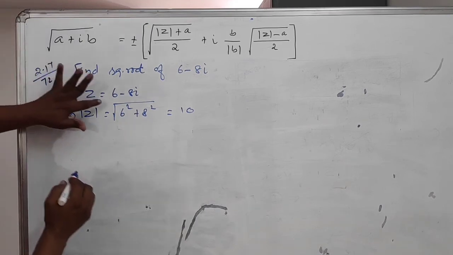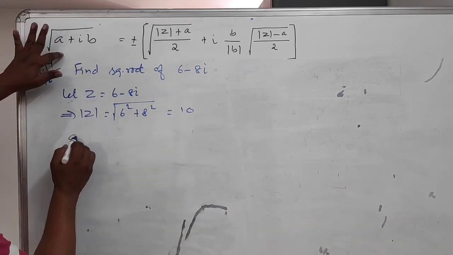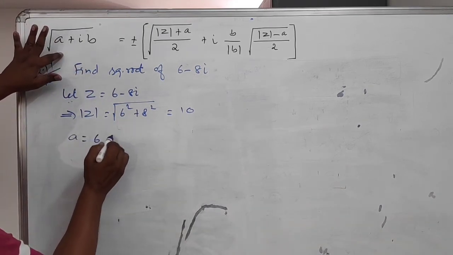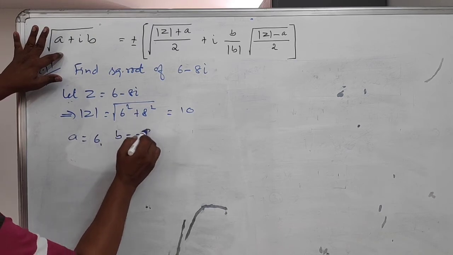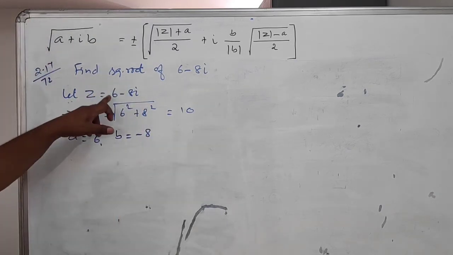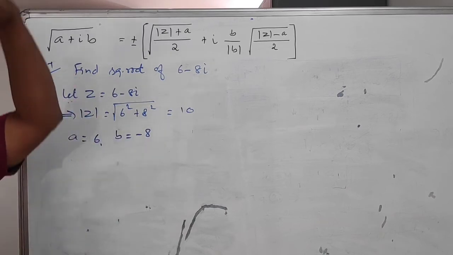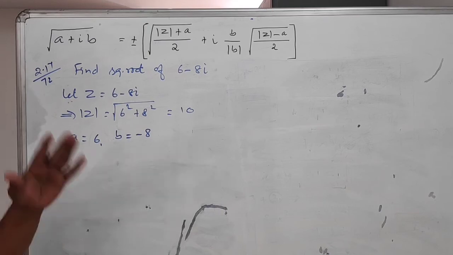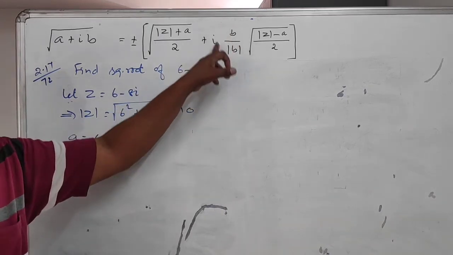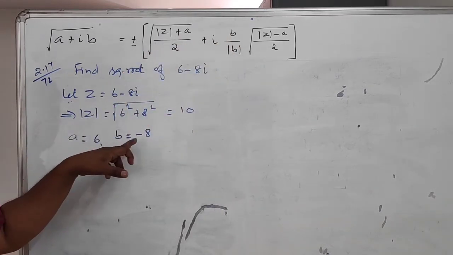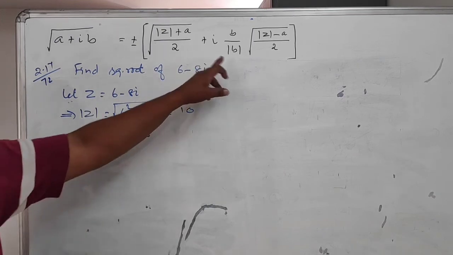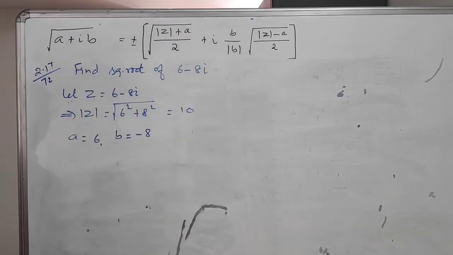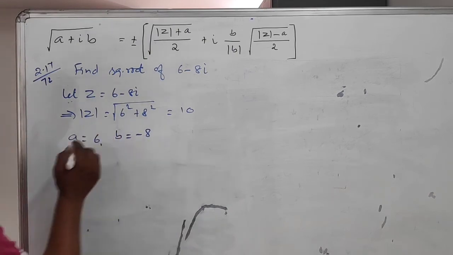Therefore, here if you compare these, A is equal to how much? 6. And B is equal to how much? Minus 8. Now to identify A and B: here B is negative. In the proof we had taken it as positive. Therefore, we don't know whether it is negative or positive, and only for that purpose we are using this. If B is positive or negative, this value will change accordingly. Now, we got the A value and B value.